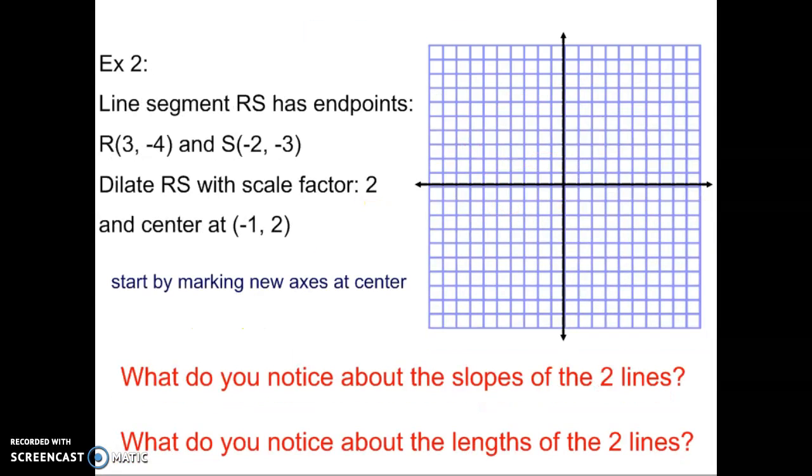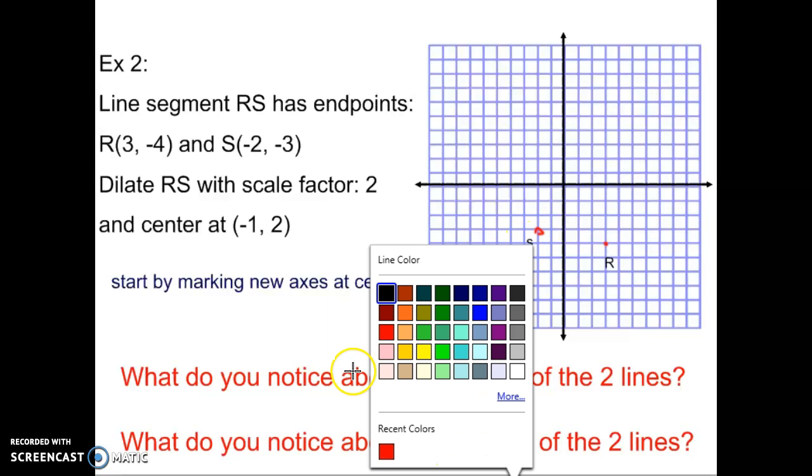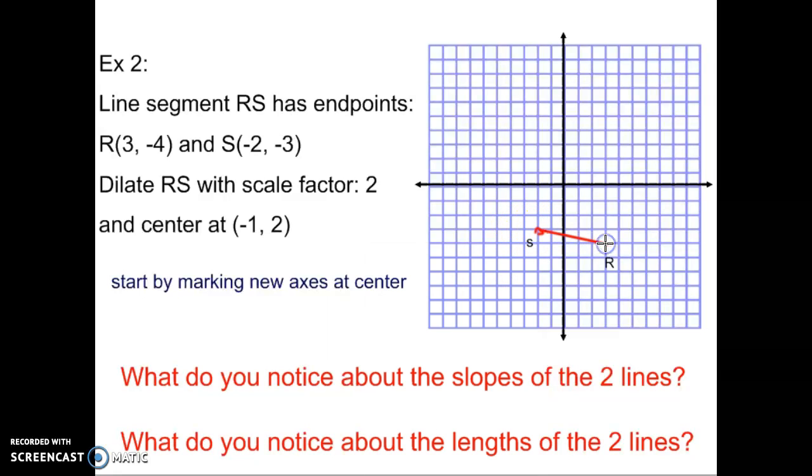Okay. So if we go to example number 2, we're going to draw our 2 points, 3, negative 4. So that's R. And negative 2, negative 3, that's S. So that's S. And this is R. And if I put a line between those, this is my original. This is my pre-image, which is my original one.